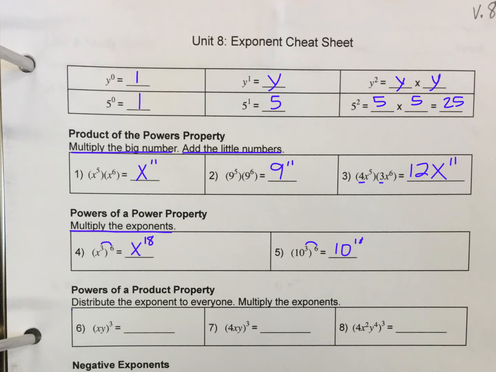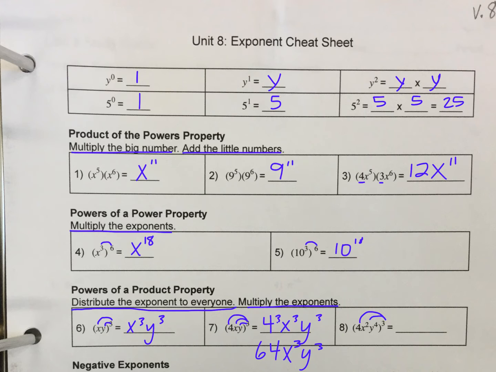This next section, we're going to distribute the exponents to everyone, and when we do that, we'll multiply the exponents. So that means the x gets it, and the 3 gets it. X to the third, y to the third. This one, the 4, and then the x, and then the y get it. 4 to the third, x to the third, y to the third. And if I put 4 to the third in my calculator, I would get 64 x3, y3.